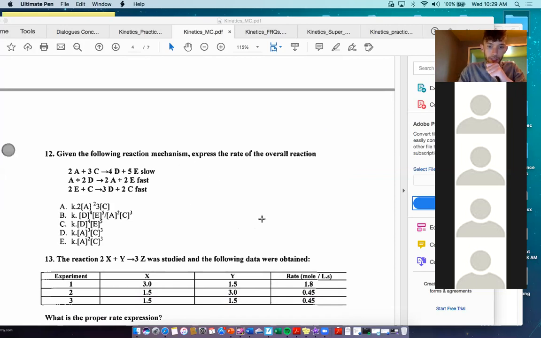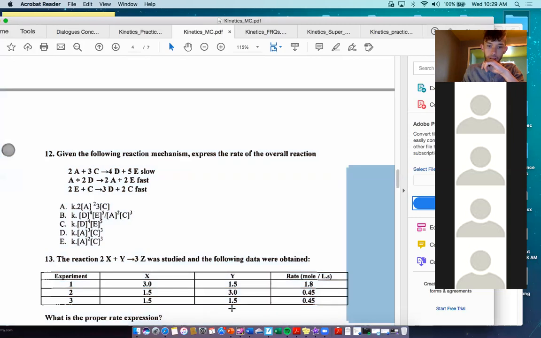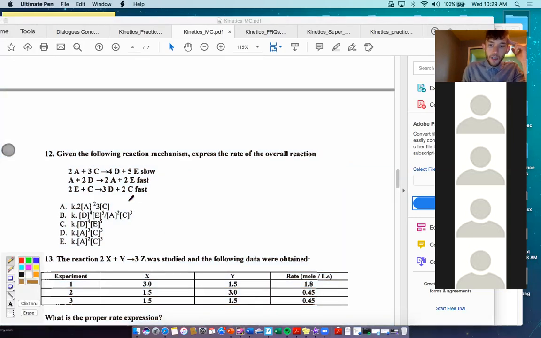Okay, question 12 looks like a good one. Once again, some more rate law stuff. Okay. So here's the mechanism, express the rate of the overall reaction. So right away, I recognize that this is my slow rate determining step. So the rate law comes from the stoichiometry of that.